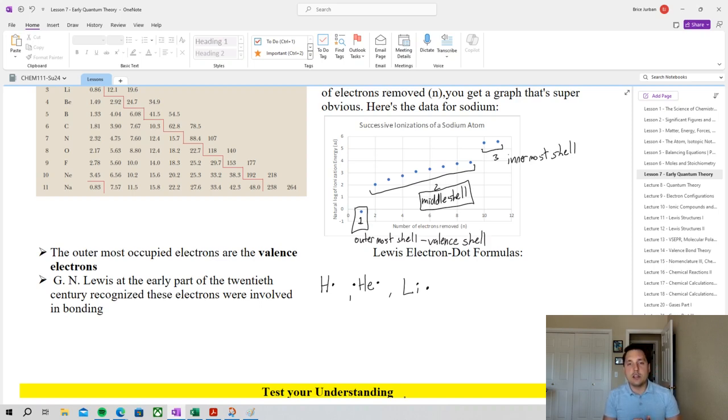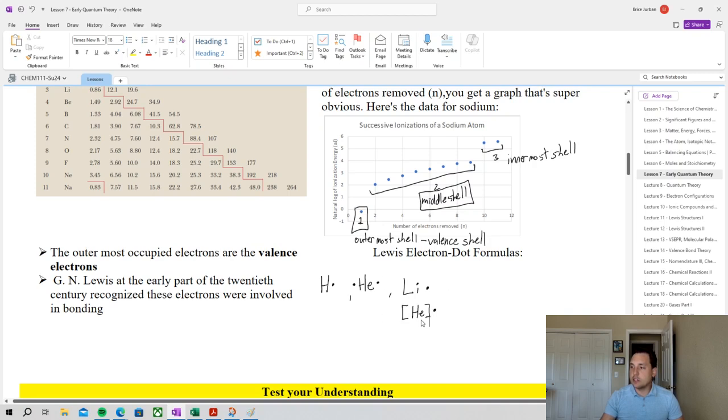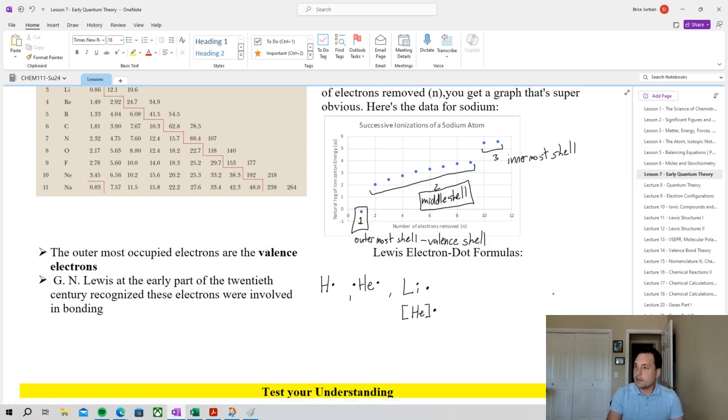Another thing we could do is represent this using the noble gas configuration. So lithium has 2 inner electrons, which are similar to the electrons of helium, and then it has 1 extra electron. This notation is a very interesting one, which will be really helpful. All right, and then we have our next atom, which is beryllium. Beryllium has 2 valence electrons. We could also write it as helium with 2 electrons.